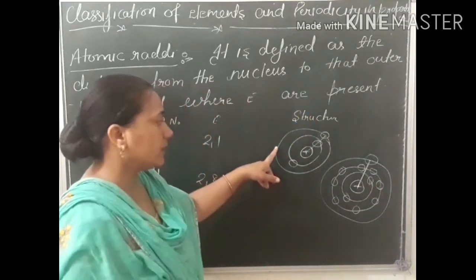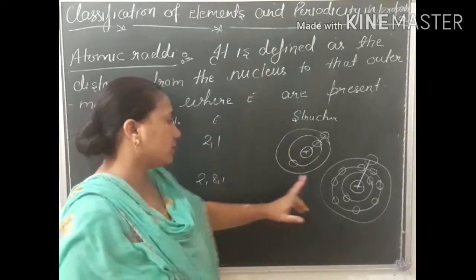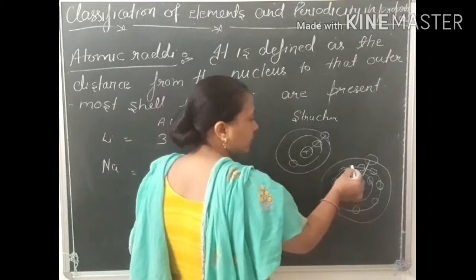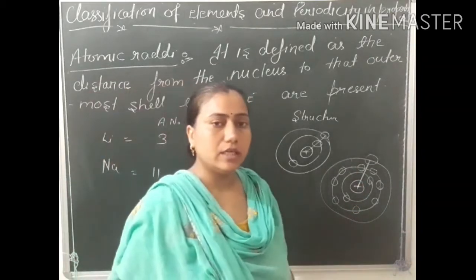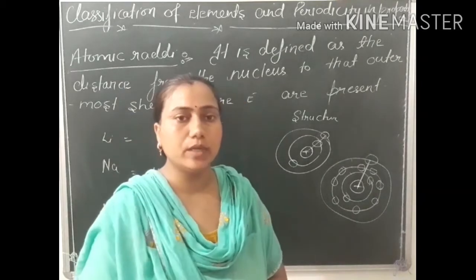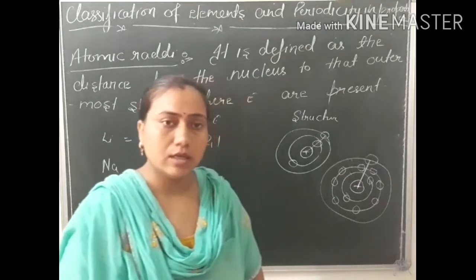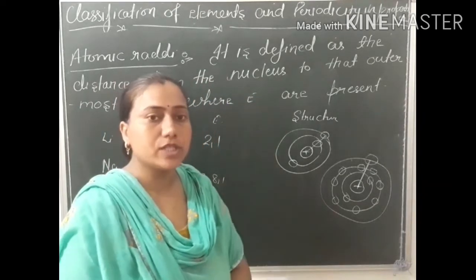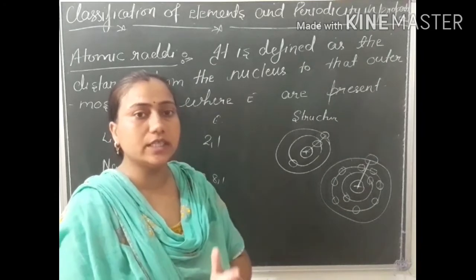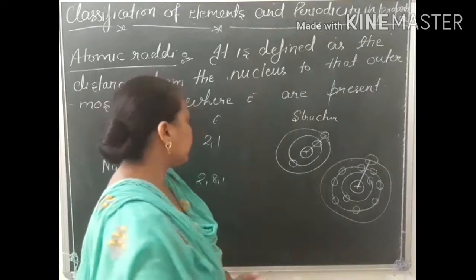In the case of lithium, there are only 2 shells, but in the case of sodium there are 3 shells, 1, 2 and 3. The number of shells is increased, so the atomic radii is also increased, and the size of the atom is increased. When we move from top to bottom, the number of shells increases. Due to this, the atomic radii increase in a group.